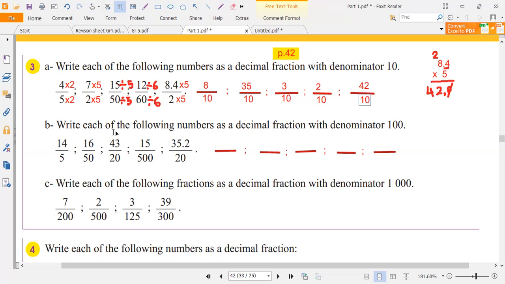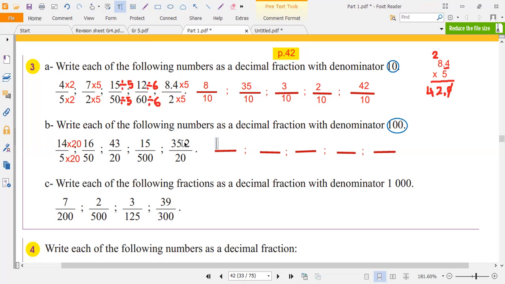Now write each of the following numbers as a decimal fraction with denominator 100. Now we need a denominator 100. We have the denominator here is 5. We know that 5 times 2 is equal to 10. So 5 times what is equal to 100? We miss one 0. So we multiply it by 20.